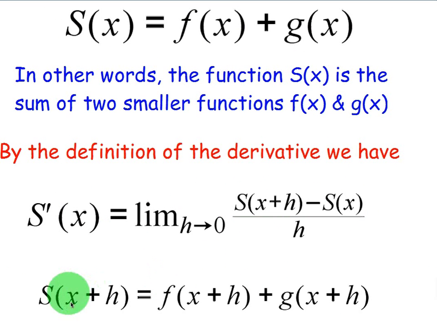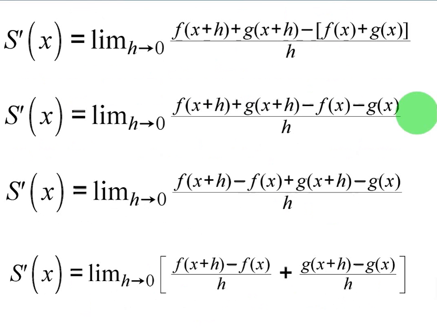To figure out s of x plus h, we're just going to plug them into the original definition of the sum. So it would be f of x plus h plus g of x plus h. So this is going to be replaced with f of x plus h plus g of x plus h. This is going to be replaced with f of x plus g of x. So it's going to look like this. Okay? And so now what we're going to do is group the f of x plus h with the f of x and the g of x plus h with the g of x. Before we can do that, we have to distribute the minus. So it goes minus f of x minus g of x. Now we group the f terms together and the g terms together.